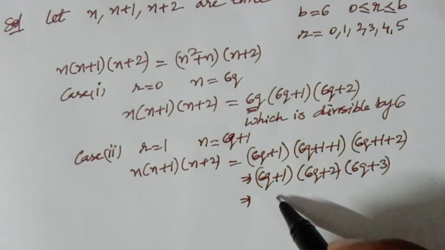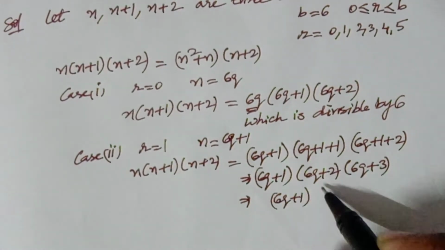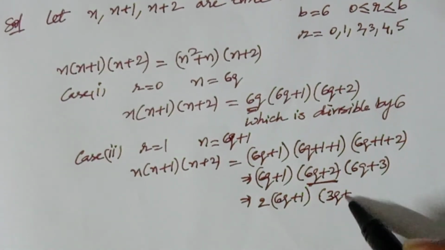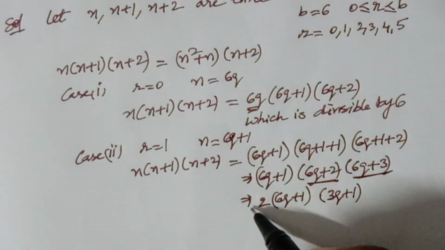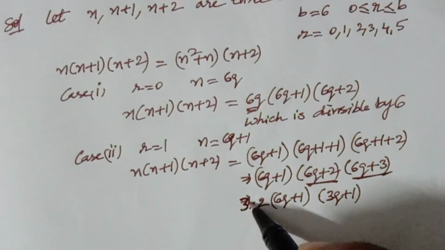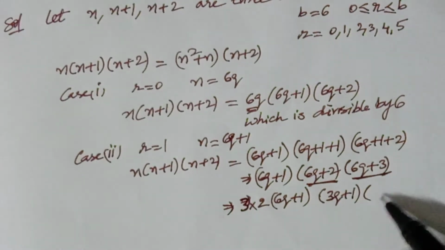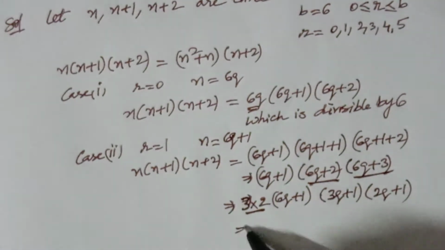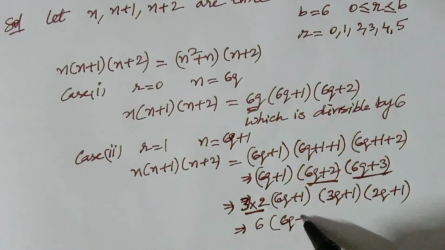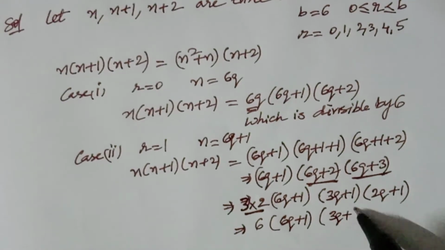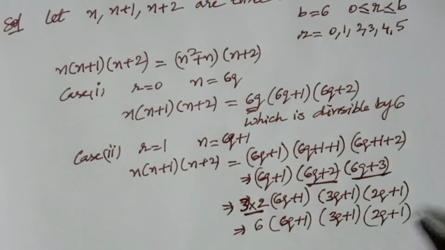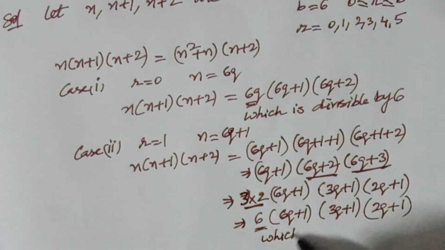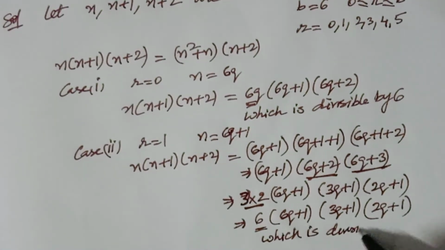So here, 6q plus 1, here you can take 2 common. So if you take 2 common, 3q plus 1. Here you can take 3 common. So here what we will get is 2q plus 1. So if you multiply these two, you will get 6 into (6q plus 1) into (3q plus 1) into (2q plus 1). So here also it is divisible by 6.